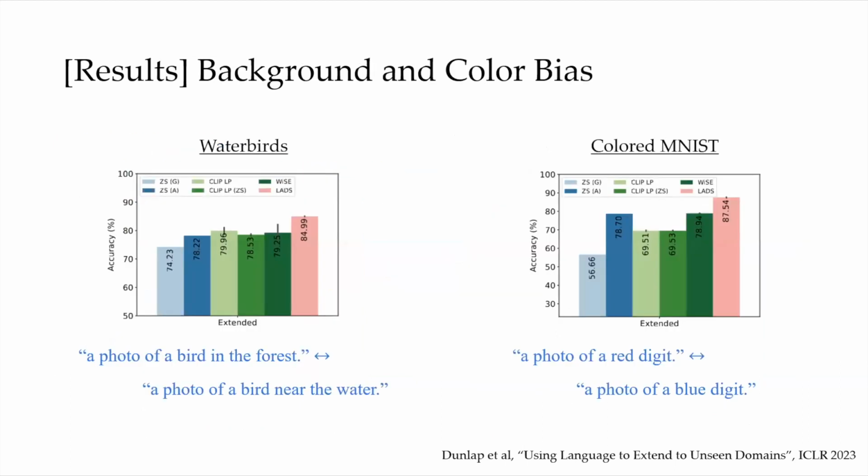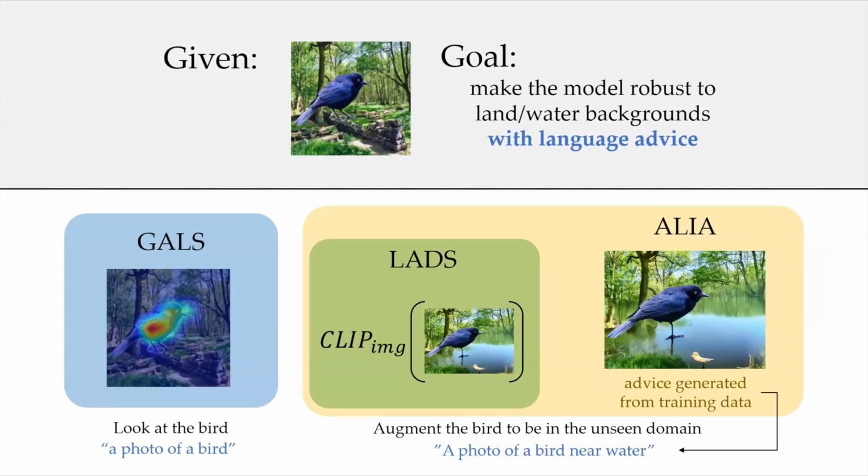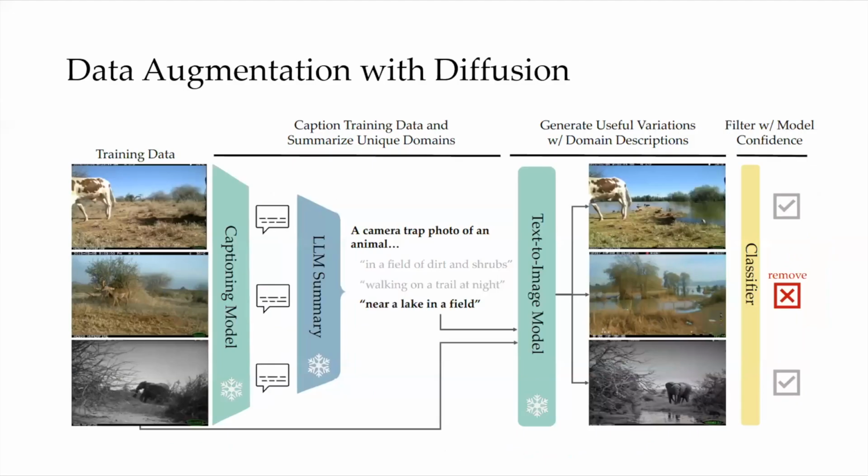In the interest of time, I'm going to skip over this cool qualitative result where you look at the nearest neighbor embedding as you map from one domain to the next, and that semantic shift does correspond to a visual shift. The most recent version of this idea that we're exploring is somewhat complementary, but to use diffusion models to generate additional training data to augment your source imagery. You've got an image of a bird near water. You might want to have it also on land or something like that.